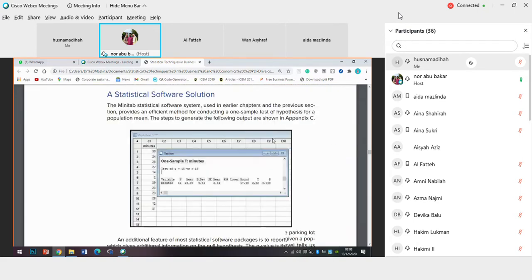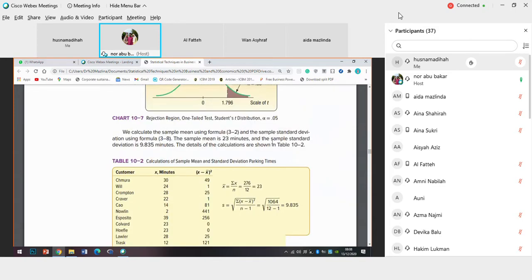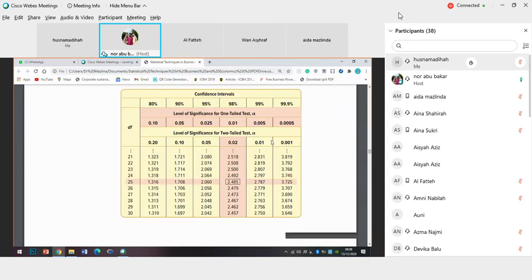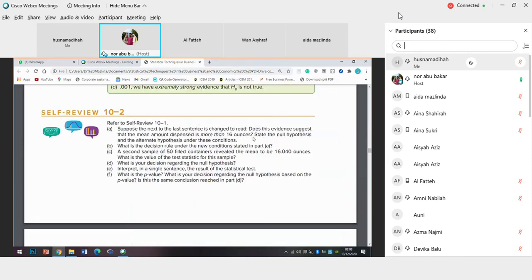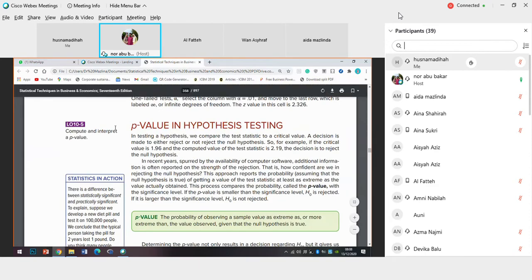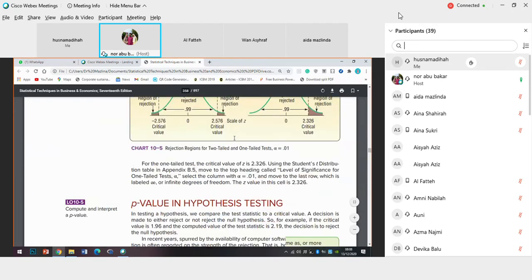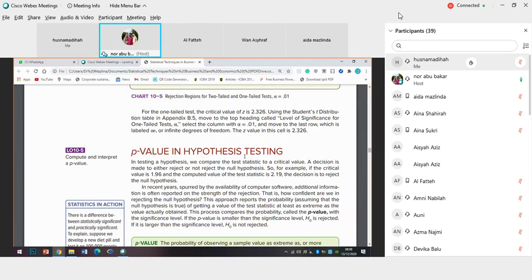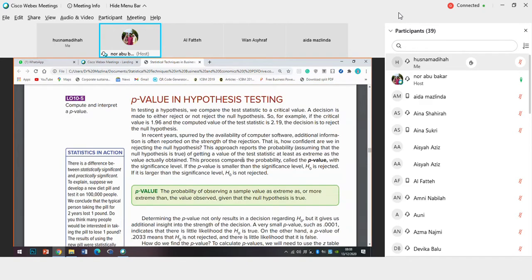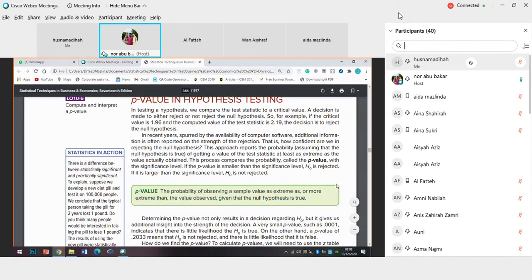Okay, if you look at this part of the book, which is in page, mana ya, dekat atas ni. Okay, it says here p-value in hypothesis testing. So this is on page 331. Okay, p-value of hypothesis testing. Okay, and p-value is defined as the probability of observing a sample value as extreme as or more extreme than the value observed given that the null hypothesis is true.